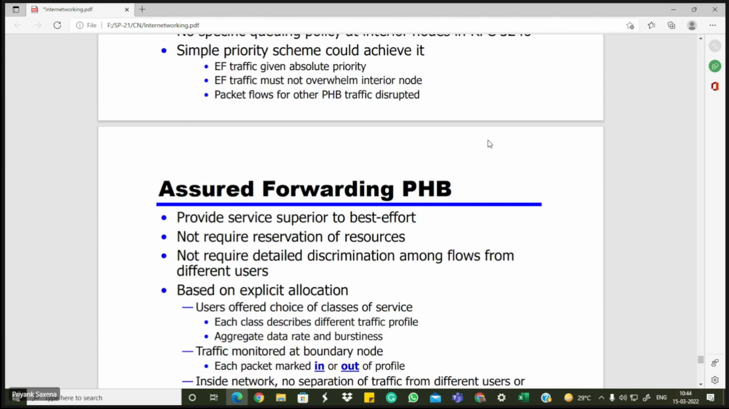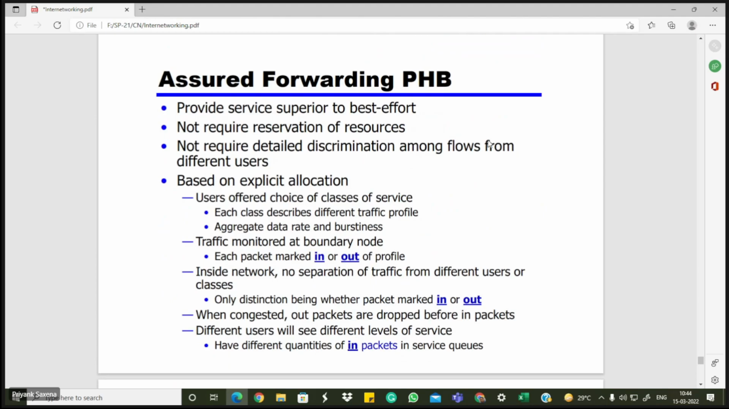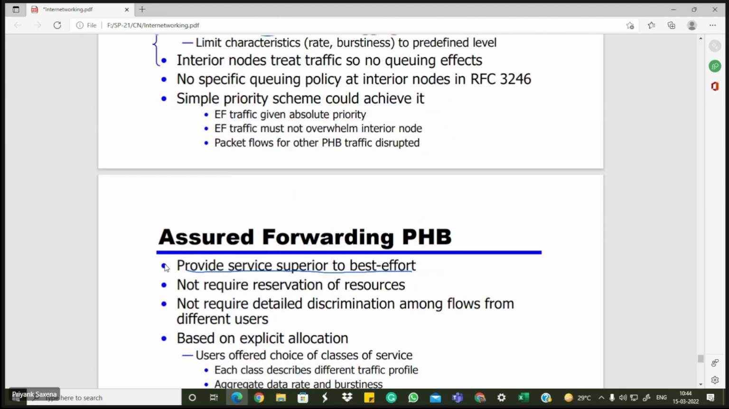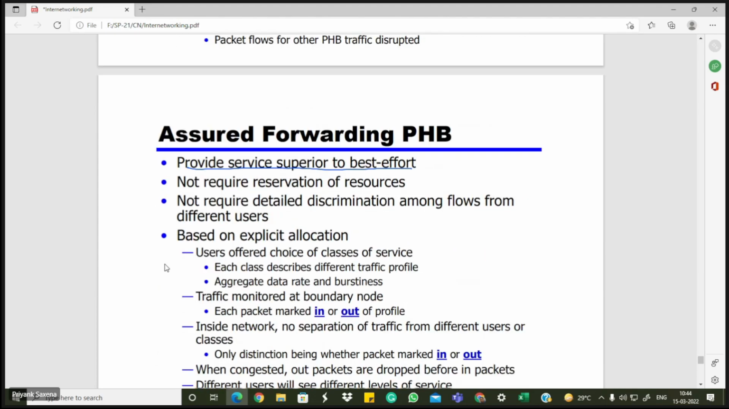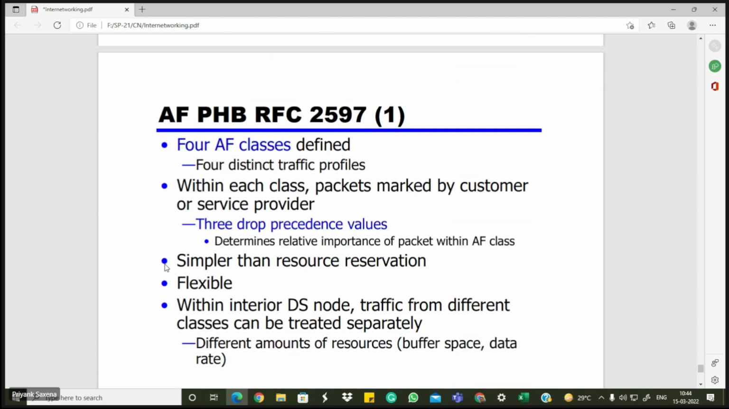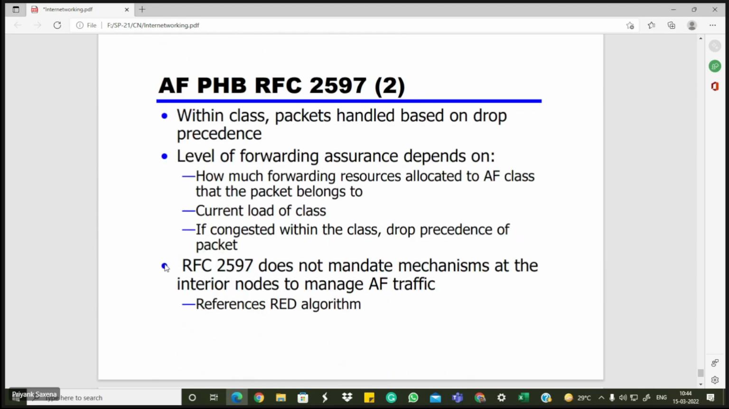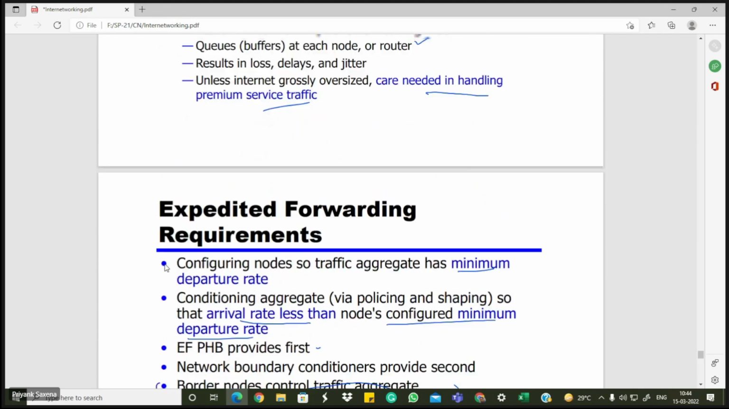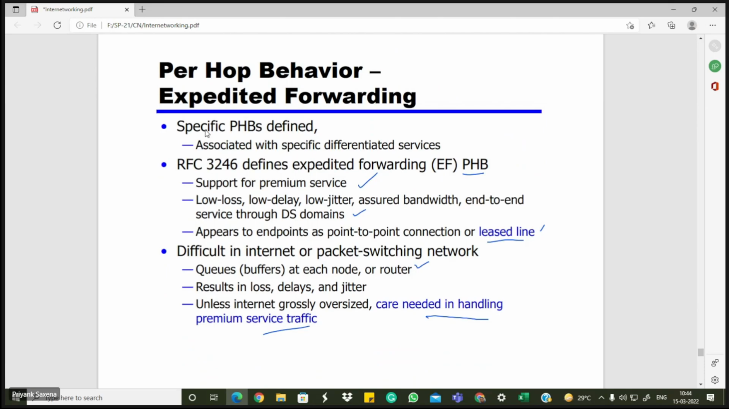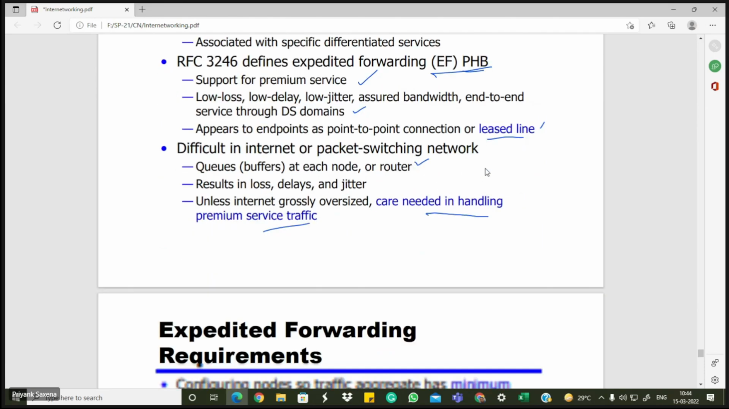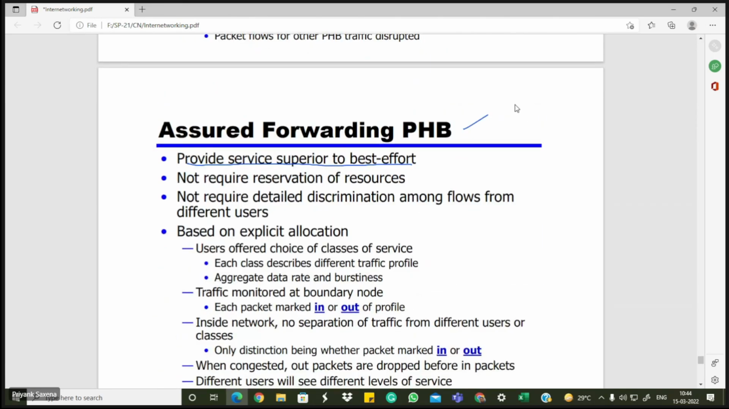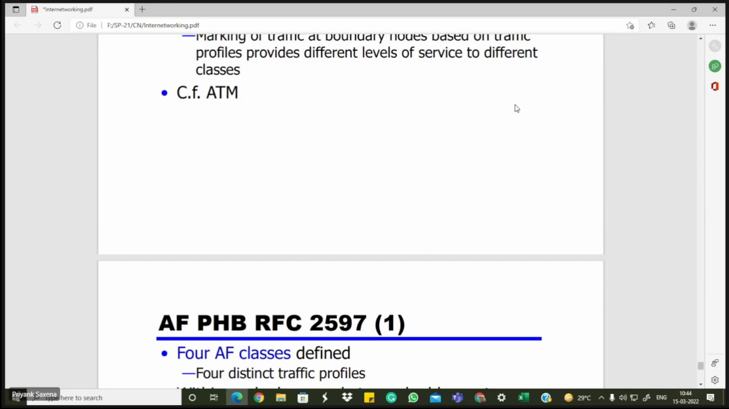There are two types of forwarding: assured forwarding and expedited forwarding. Assured is a kind of service superior to best effort. So there are three, expedited, assured, and best effort. You should remember there are three types of services: expedited forwarding, assured forwarding, and the third one is best effort.